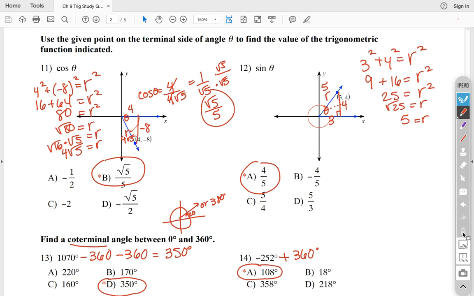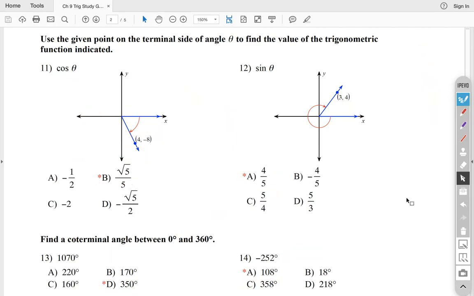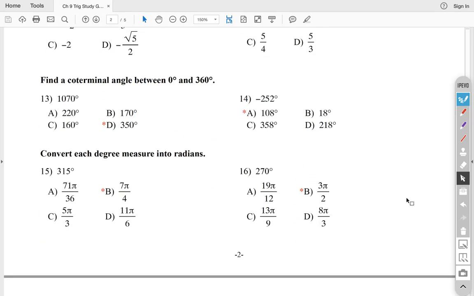Okay, moving on. We're going to move on to the last two problems from this page. We have convert each degree measure into radians. So we're going to multiply all of it by pi over 180. So we're going to have 315 multiplied by pi over 180. You can also just look at the unit circle. 315 is the same thing as 7 pi fourths, but you might not know that. You can look at your unit circle and see if it's on there.